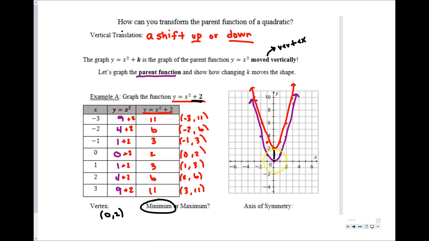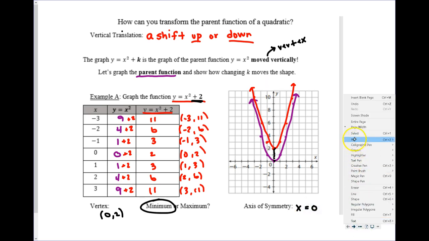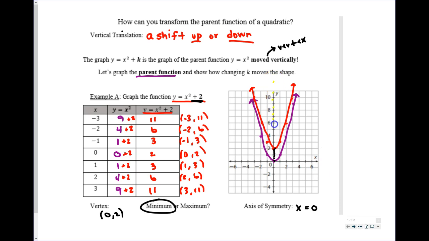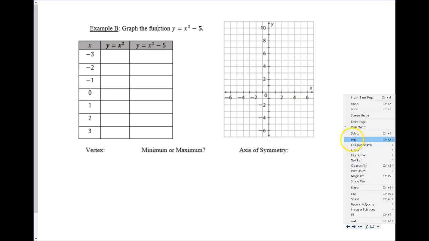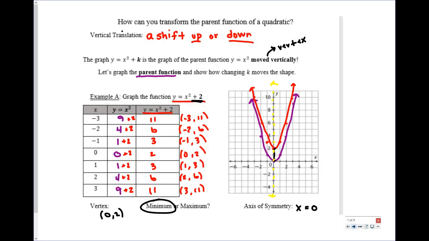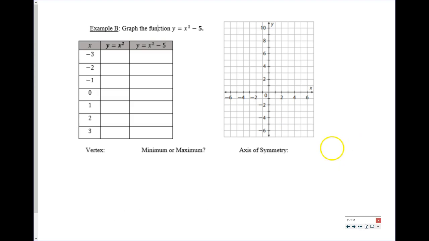The vertex is a minimum because the lowest point is right here. And then the axis of symmetry is still x equals 0 because when we draw a line down the middle, even though the vertex changed, this is still going through 0 for the axis of symmetry. Okay? Let's try another example where instead of adding something to x squared, we're now subtracting something from x squared. So again, we're going to graph the parent again. I used purple for the original. Remember my 9, 4, 1, 0, sorry, 0, 1, 4, 9.